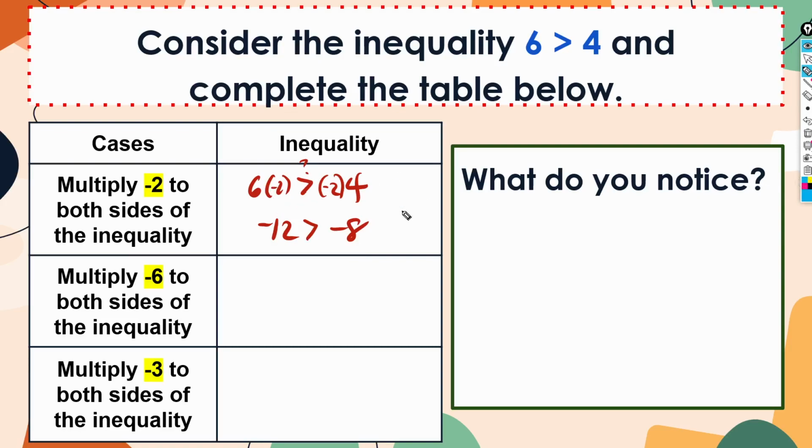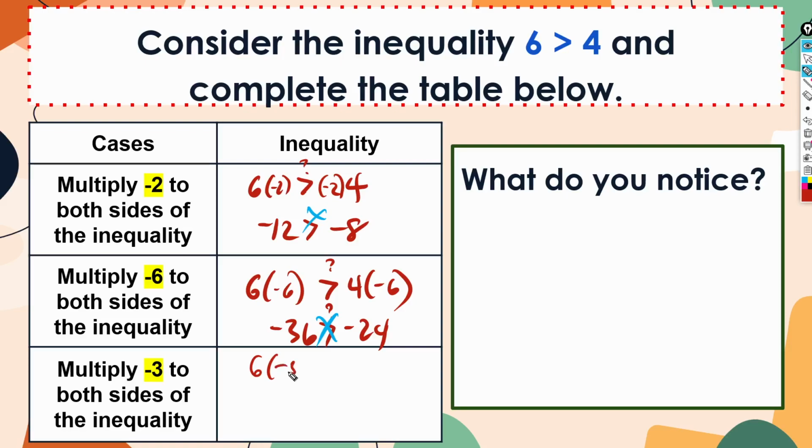Hindi na. Mali na. Naku po. O, iba na to. Mali na. Tingnan natin kung mali pa rin. Let's multiply negative 6. 6 times negative 6, is it greater than 4 times negative 6? Left side is minus 36. Right side is minus 24. Tama pa rin ba ang inequality ko? Again, mali na. So I can assume, I can imagine, no, that the third one will also be incorrect.